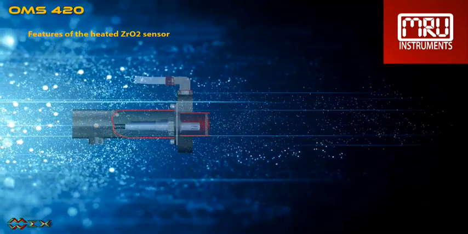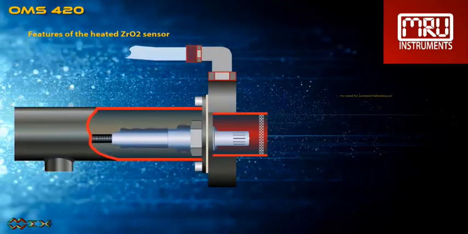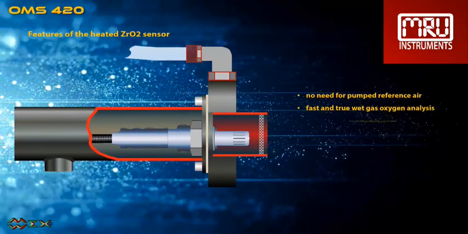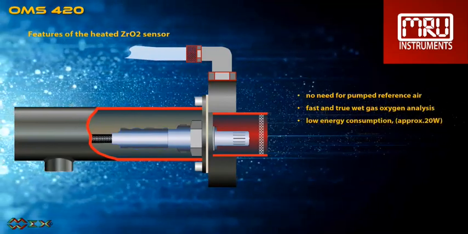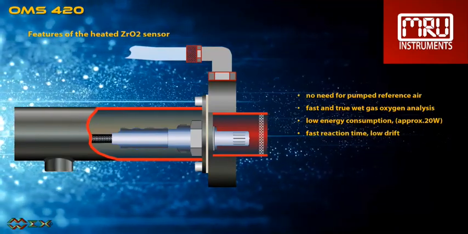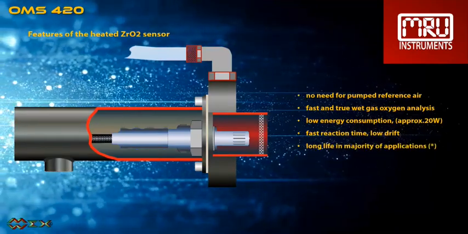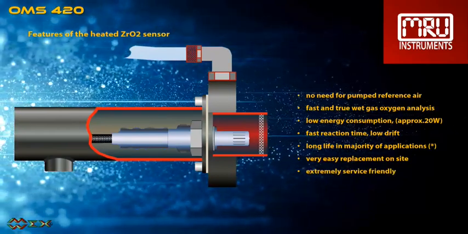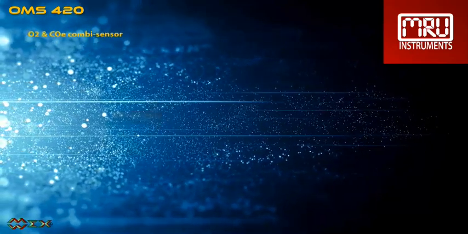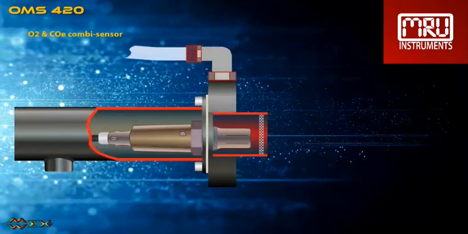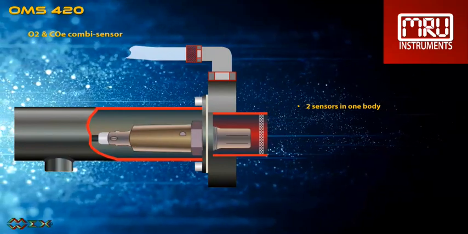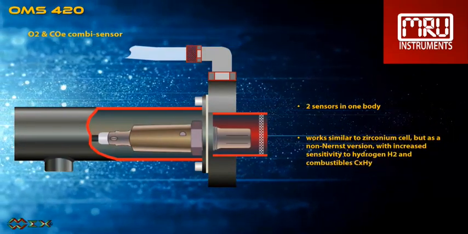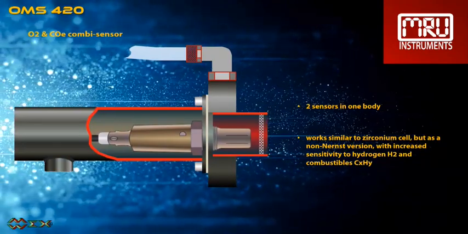The features of the heated ZRO2 sensor are: no pumped reference air is needed, fast and true wet gas oxygen analysis, low energy consumption, fast reaction time and low drift, long life in most applications, very easy replacement on site, extremely service friendly. The features of the O2 and COe combi sensor are: two sensors in one body, works similar to zirconium cell but as a non-Nernst version, with increased sensitivity to hydrogen H2 and combustible CXHY.